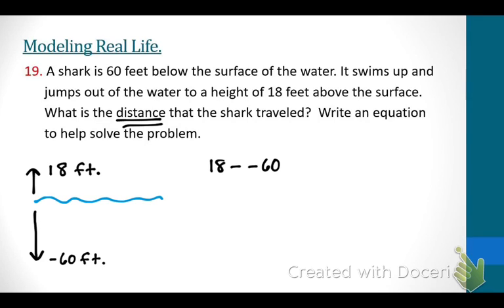What do you see there, guys? Okay, I see a double negative, which needs to turn into a monster positive. So this says we have to add together 18 plus 60. Guys, what's the answer? 78 what? Feet.